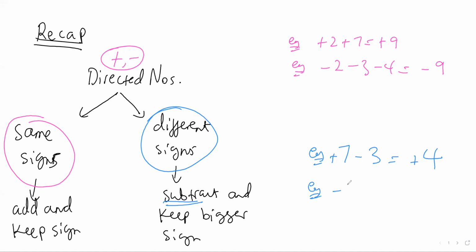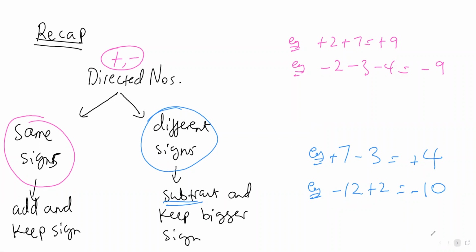Example again, minus 12 plus 2. This is different signs because the 12 is carrying a negative and the 2 is carrying a positive sign. So with different signs, we apply the different signs law: subtract, right? The only way you can subtract here is 12 subtract 2, which is 10. So we subtract and keep the bigger sign. In this case, the bigger sign goes with the 12. Negative is the bigger sign, so we put a negative here. Simple, right? So we can move on from this now.